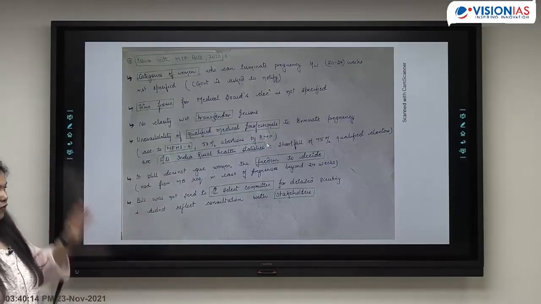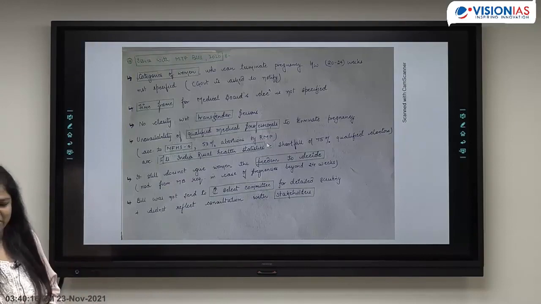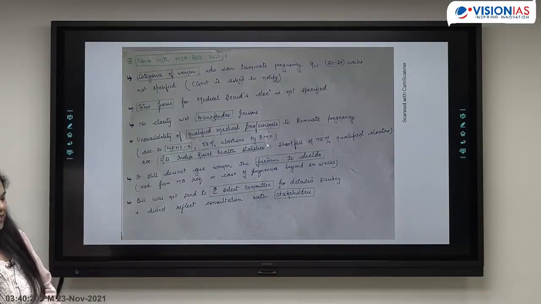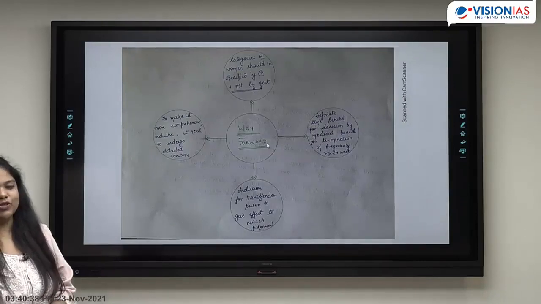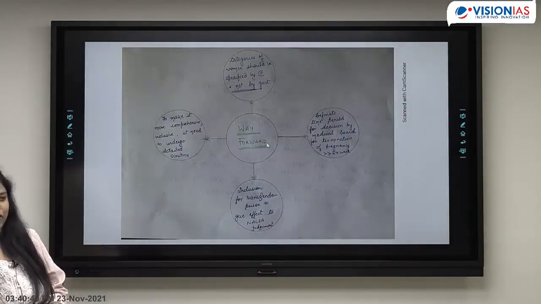So even after the act, although it is a very welcoming step, women do not have the freedom to decide. Is that clear? And most importantly, when the act was being passed, it was not sent to the Parliament select committees for detailed scrutiny. So the consultation from all the stakeholders has not been reflected. Overall, the categories of the women should have been specified. So at least when the rules are issued, the category should be specified.